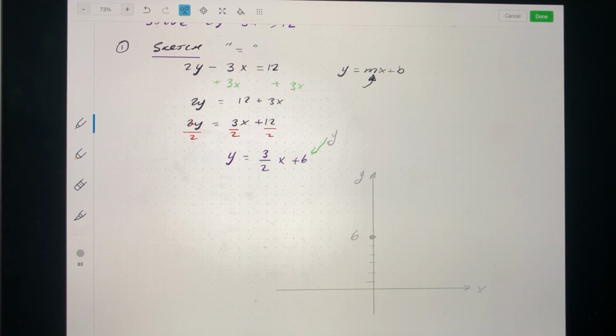Now the slope tells us how to get the next point, and we use rise over run. The 3 is positive, so we rise up 3 units: 1, 2, 3 up. The run is always to the right, 2 units to the right: 1, 2 to the right. That's the second dot.